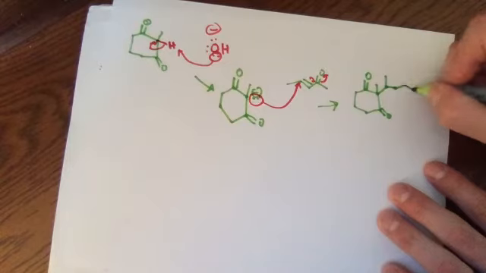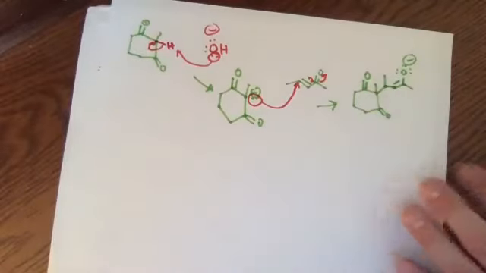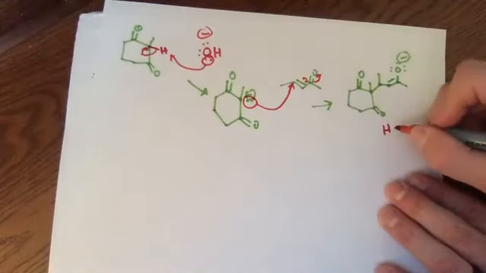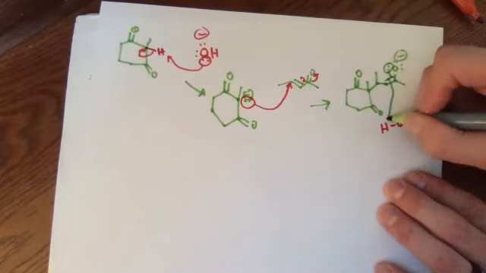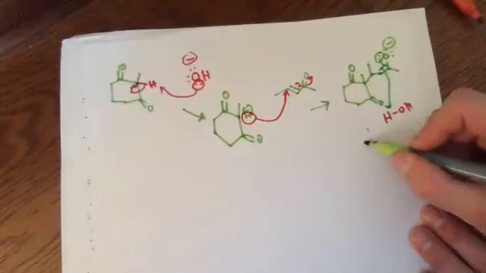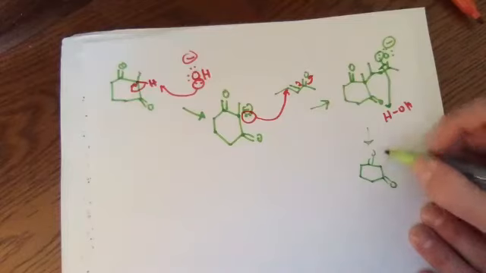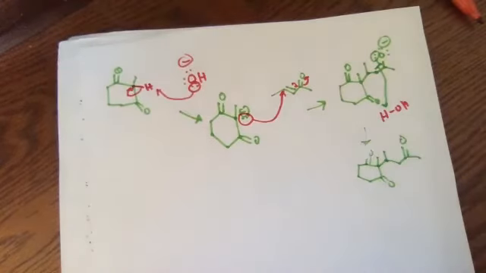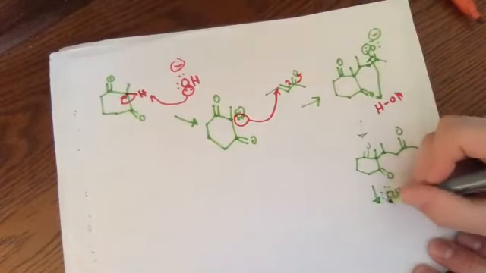Let's see. We have water in solution because we made it in the first step. So we can reform this ketone. And that gave us NaOH. So we got the OH back.